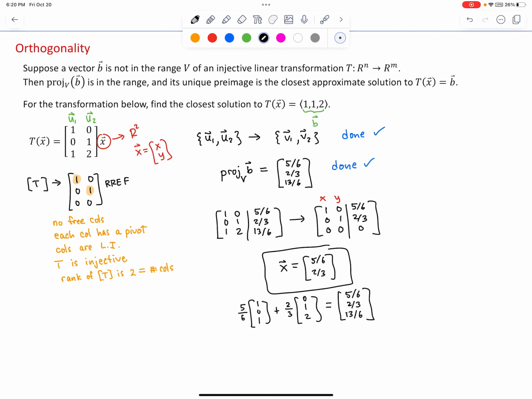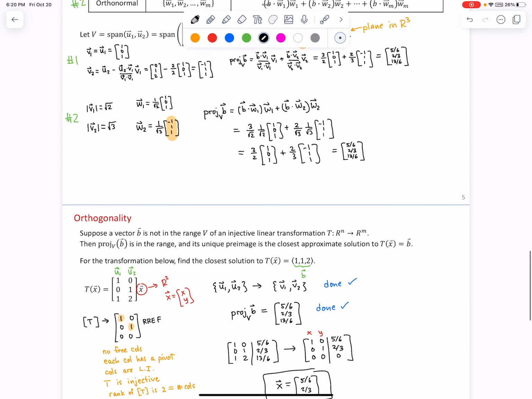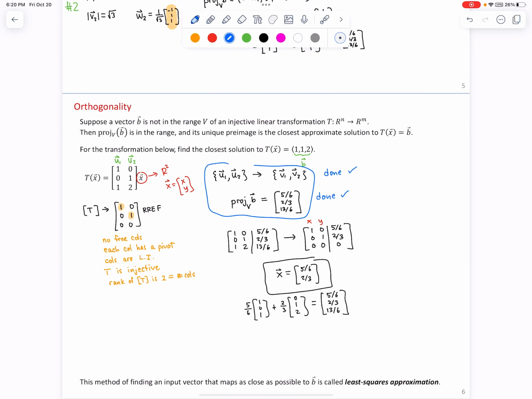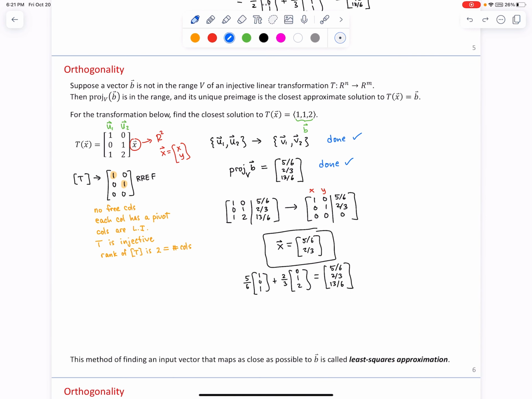So this process was really 2 pages of work because these 2 steps right here we did on the previous page. Also know that the process of finding this vector x, reading down here, this method of finding an input vector that maps as close as possible to vector b is called least squares approximation.